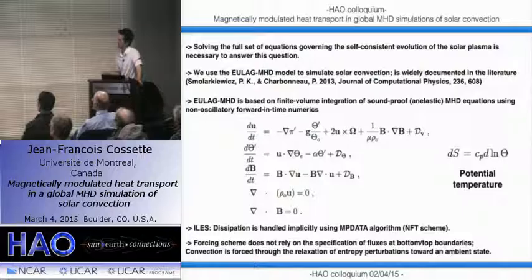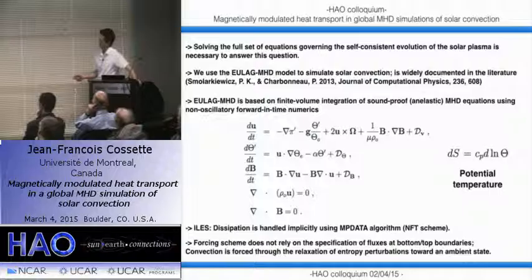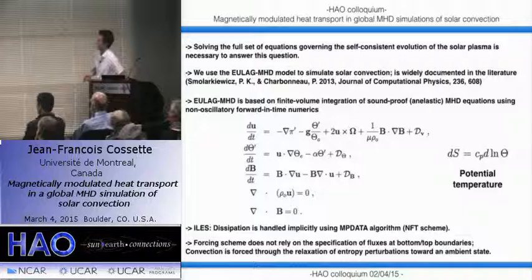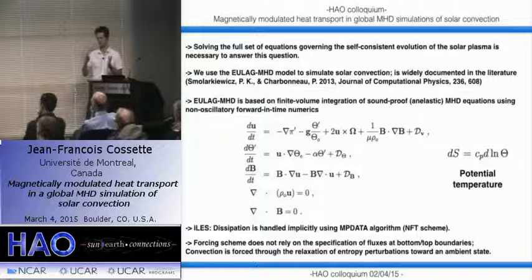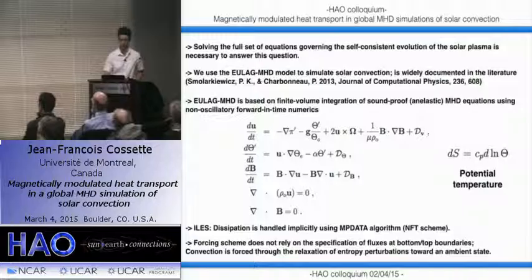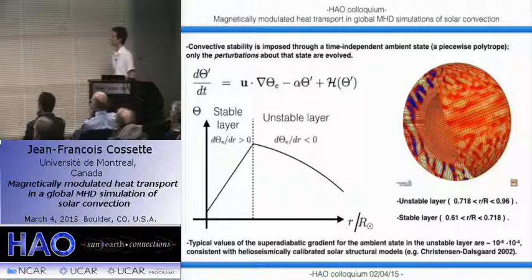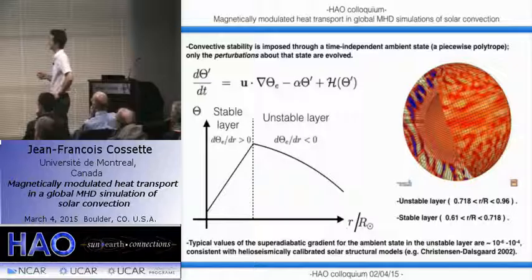Two special features of our approach are that we do not use explicit diffusion in any of those evolution equations. Dissipation is delegated to the MPDATA, to the truncation terms of the MPDATA algorithm. The experiment I'm going to talk about uses a bit of magnetic dissipation, but it's really small. The other aspect of our forcing approach, which we use to force convection, is that we do not use the classical way of forcing convection, which is specifying fluxes at the bottom and top of the domain. So it's not a boundary value problem. It's rather a relaxation problem.